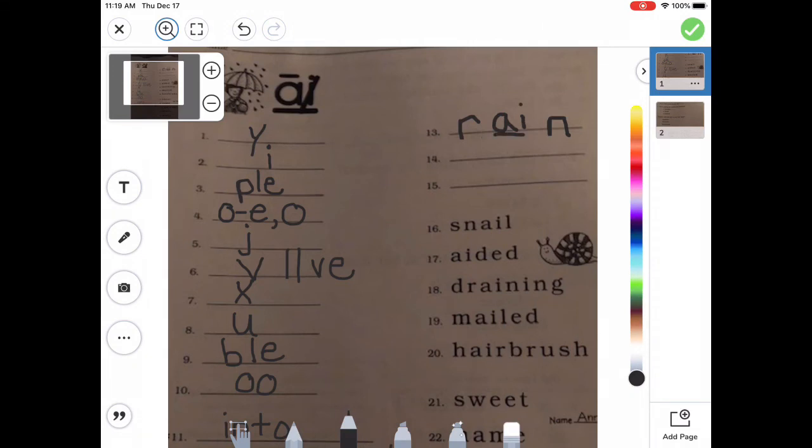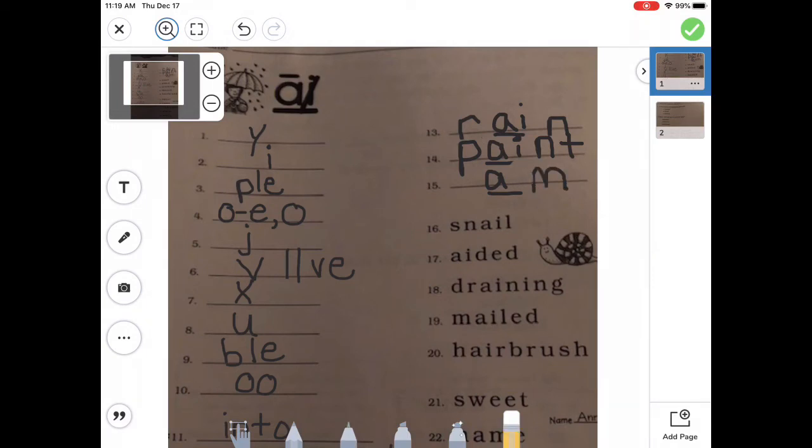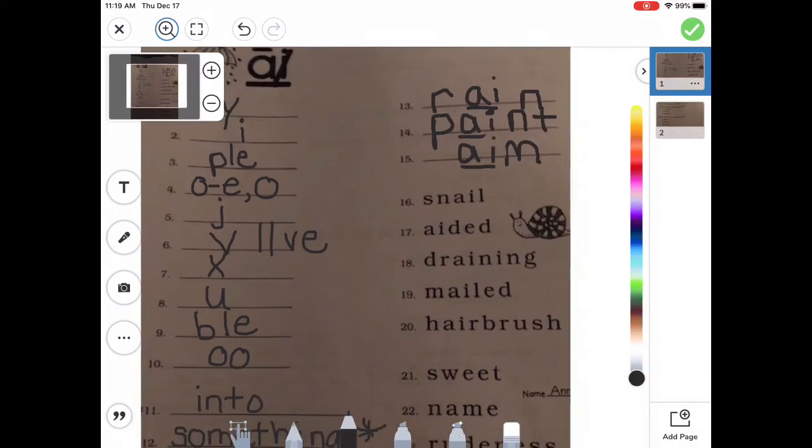Rain. Rain, good job. What about paint? Paint. What do I hear first? P, then A. That long A sound. So remember, I need that A and the I. Paint. T. So P-A-I-N-T. How about aim? Aim. I hear the A-I to make it the long A. Aim. And then the M. Remember, if I didn't put that I, I would have what word? I would have the word am. So I need to make sure I put that I there to make it aim, to make it the long A sound.